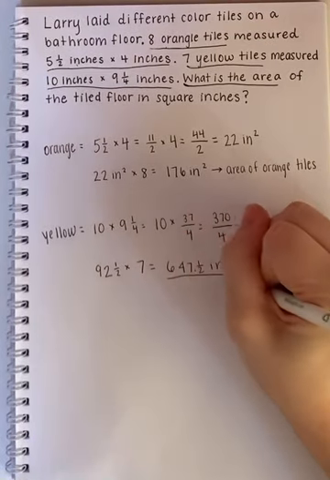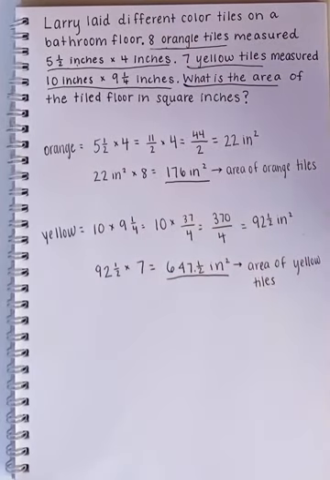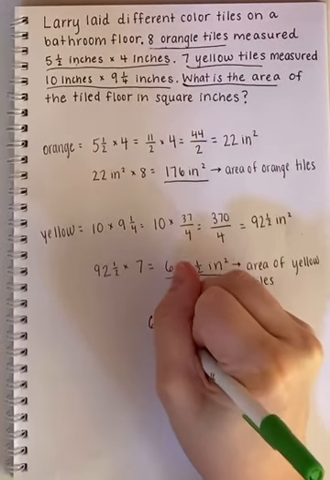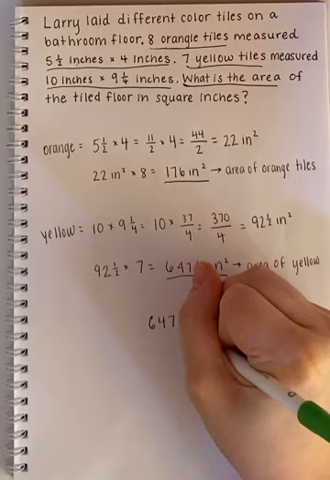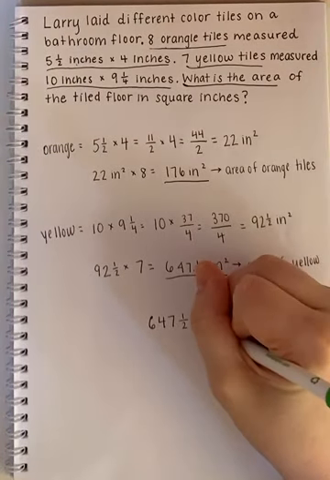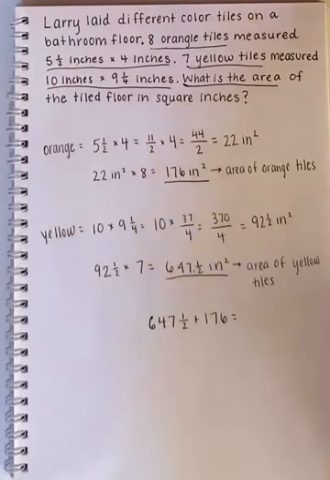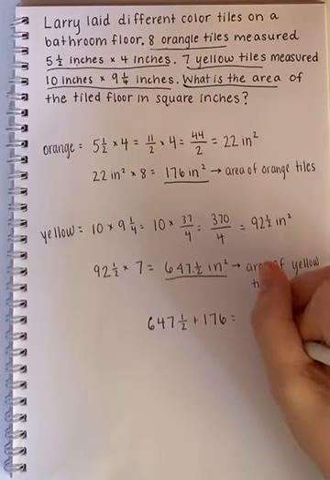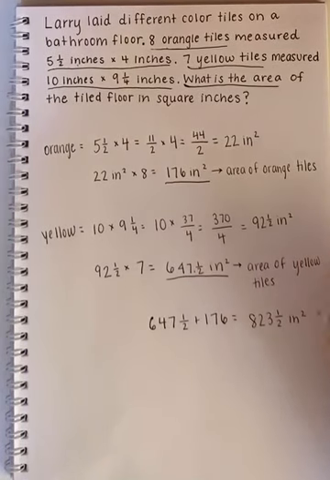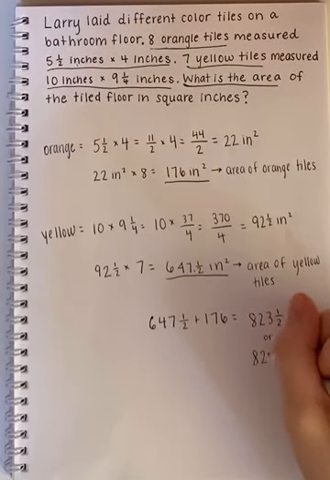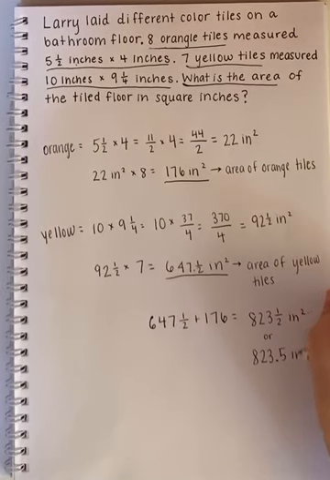All right, I found the area of the yellow tiles. I found the area of the orange tiles. Now, what do I need to do to find the total area of those tiles? Well, I need to add them together. So I am going to add 647.5. I'm sorry, 0.5, not 0.2. Plus 176. I want you to do that off to the side and pause this video. All right, you should have gotten 823.5 inches squared. You could have also written it as 823.5 inches squared.